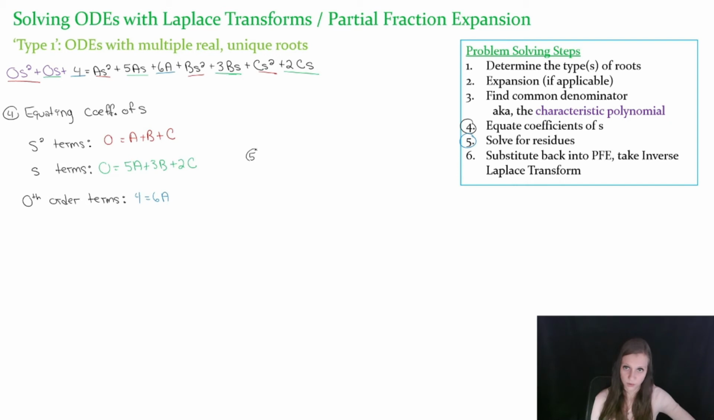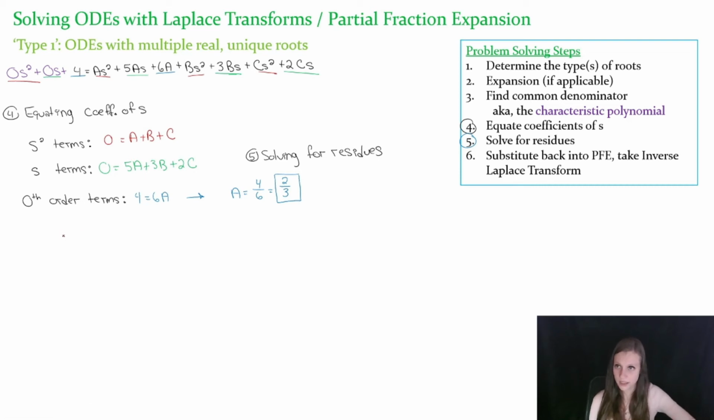Step 5 is solving for residues. So I'm going to go ahead and solve this expression. I'm going to get that a equals 4 over 6, which is the same thing as 2 over 3. And now I can substitute this value for a back into my other two expressions.